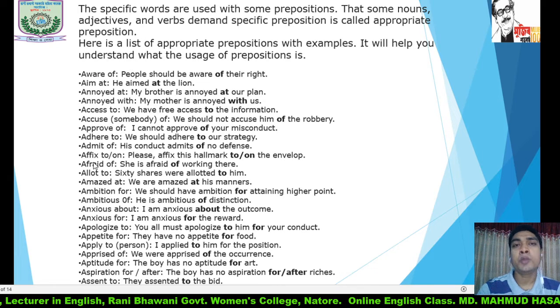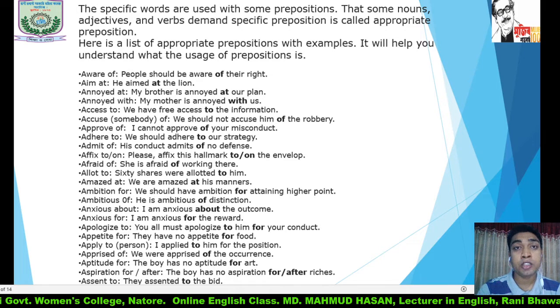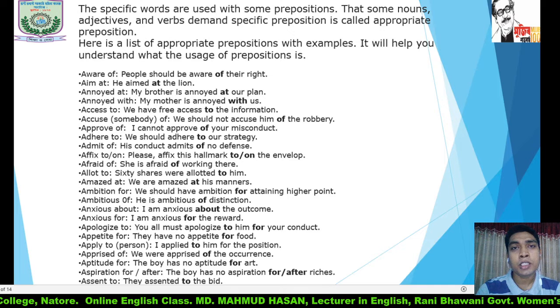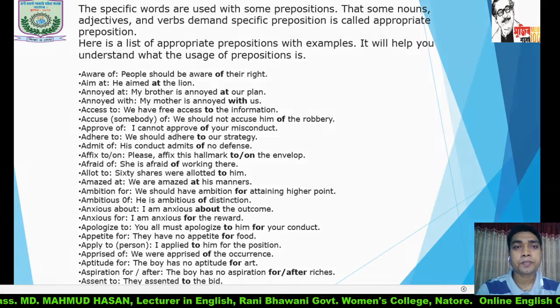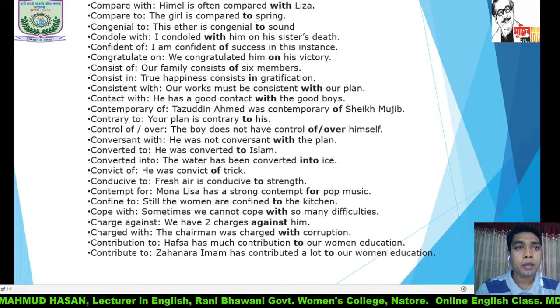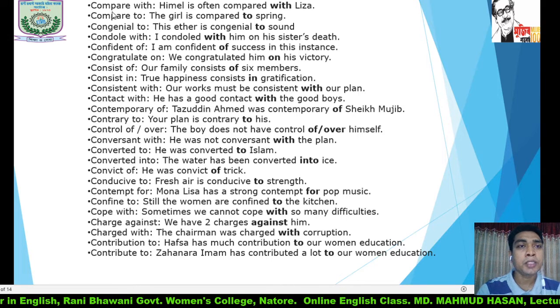We must memorize this, and if we practice a lot, actually it will be in our head, it will be in our mind, and whenever we write, it will come automatically. The best way to memorize it is to practice a lot. Likewise, these are some other appropriate examples.